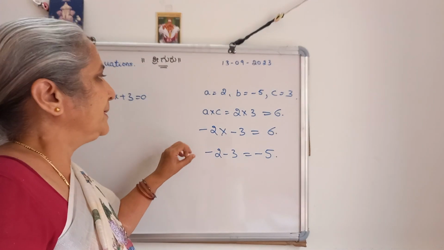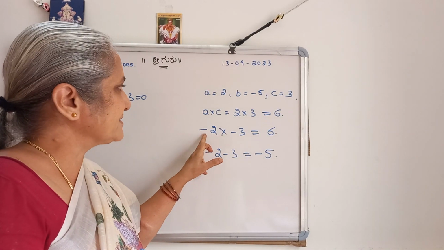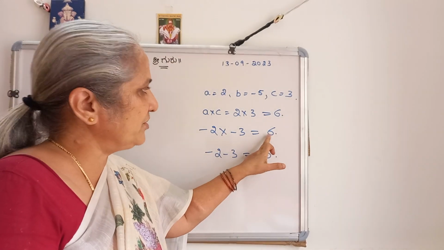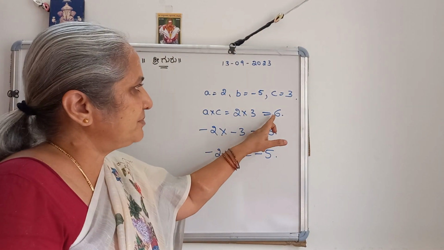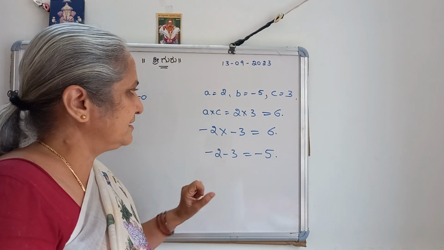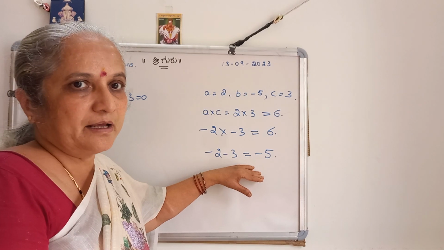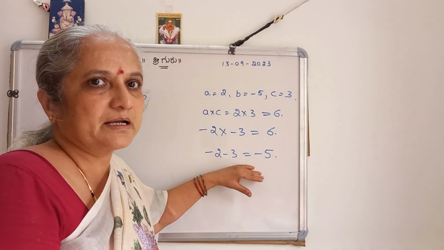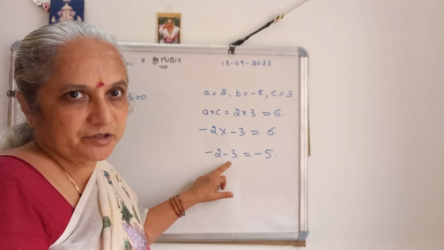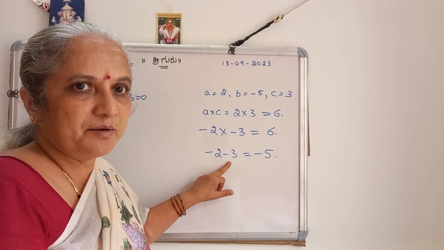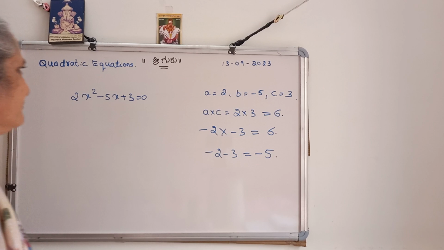Again the same thing. If you have to multiply two numbers and their sign is the same, then the sign of the product is always plus. Plus into plus is plus, minus into minus is plus. While in addition, if the signs are the same, you have to add the numbers and put the same sign. So minus 2 minus 3 is equal to minus 5.